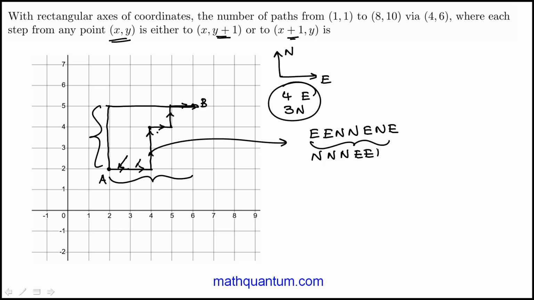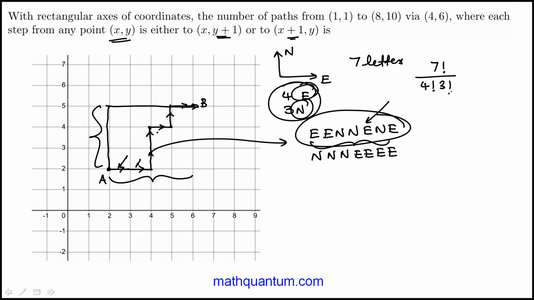So the link really is that the number of paths to go from A to B is really about rearranging these 7 letters, where 4 of them are E's and 3 of them are N's. And the number of ways we can do that, where 4 are identical and 3 are identical, is 7 factorial over 4 factorial times 3 factorial. So whatever that number is, that is the number of paths. And that's exactly what we have to apply here.